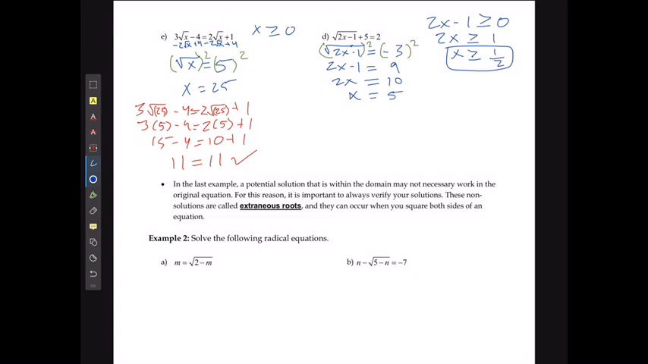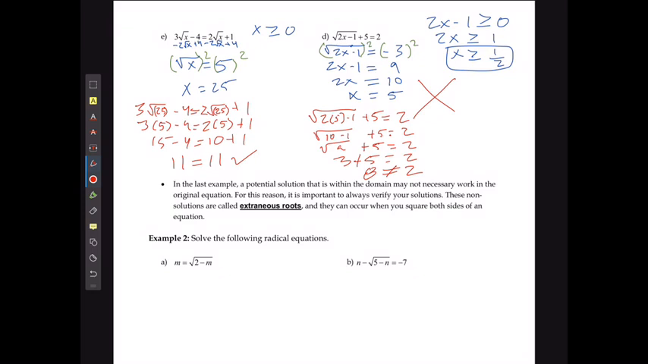Let's check and see if this works. So, if the square root of 2 times 5 minus 1 plus 5 is equal to 2, then the square root of 10 minus 1 plus 5 is equal to 2, or the square root of 9 plus 5 is equal to 2, 3 plus 5 is equal to 2, 8 does not equal 2. That is not the solution, which means that in this case, there actually is no solution. The only solution that we could find when we squared it was impossible.